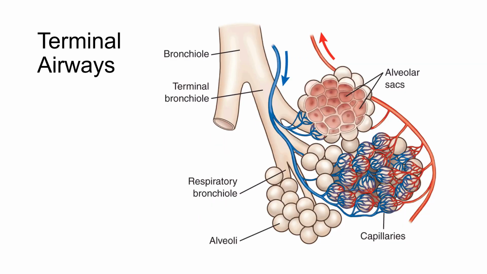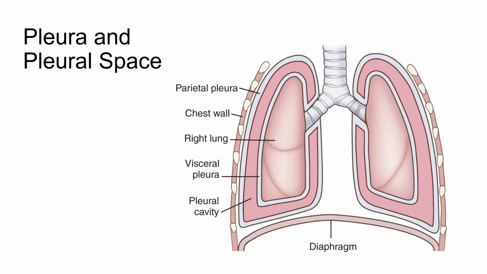We have our terminal airways. So this is where gas exchange takes place. This is the alveolar level, and you can see the alveolar sacs here. We have pleura and our pleural space.